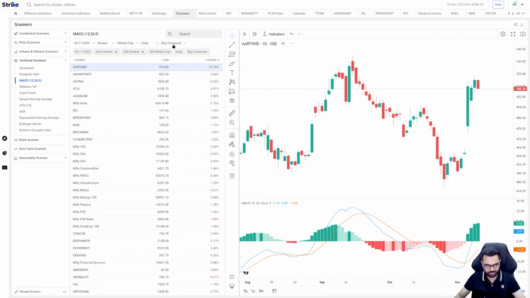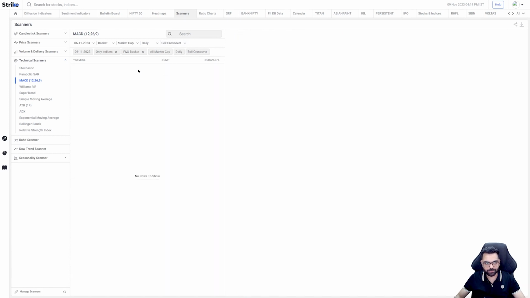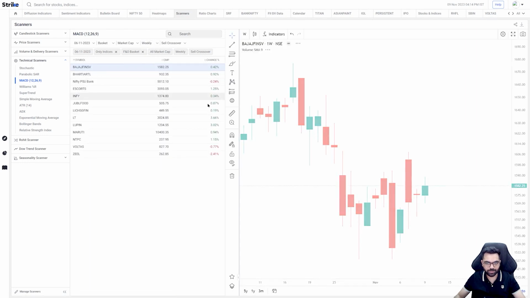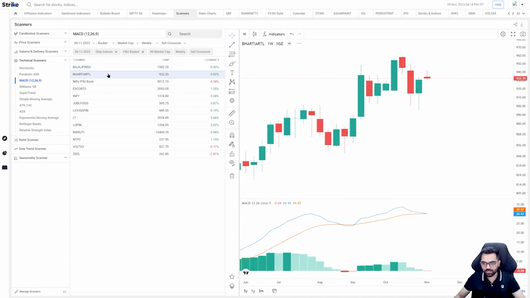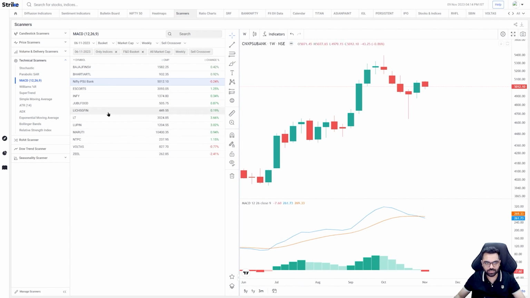Now the same is the case with bearish crossovers as well. You can choose sell crossover, and if there are no results, it will show up like this. Let me try on weekly if there are any. So yeah, on weekly we are seeing quite a lot of sell signals on the MACD, which means the MACD is going below the signal line.